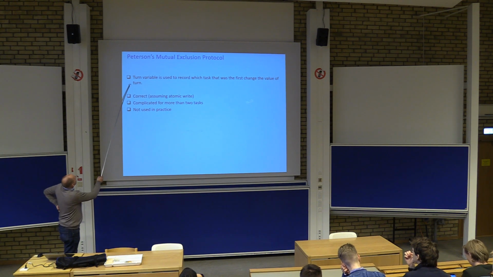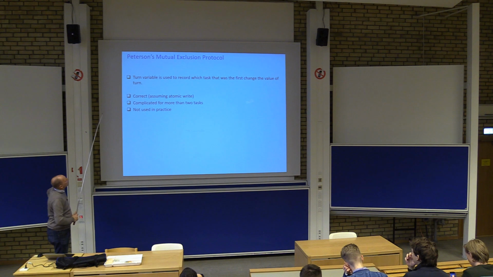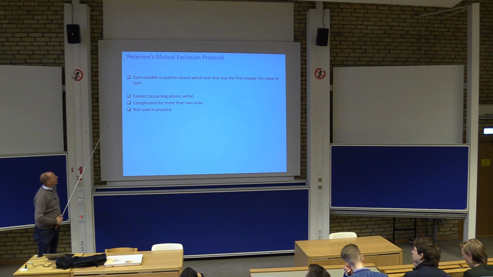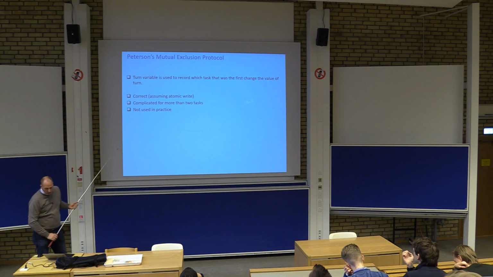So this was just to summarize here. The turn variable is used to record which task was the first to change the value of turn. And this is correct under the assumption that you do atomic write. But it's complicated for more than 2 tasks.